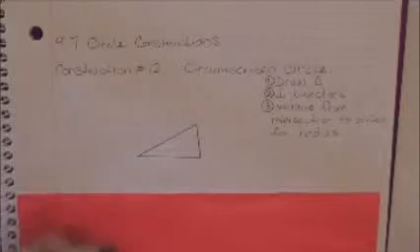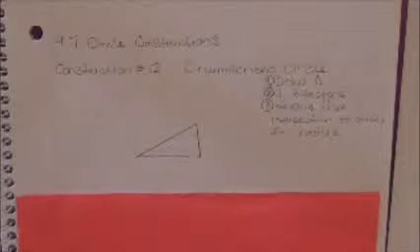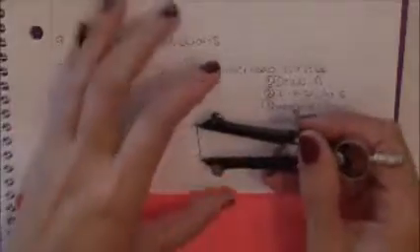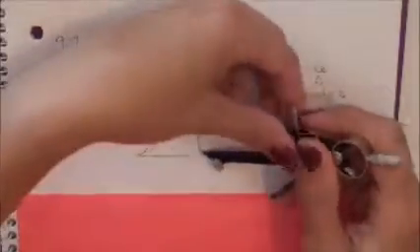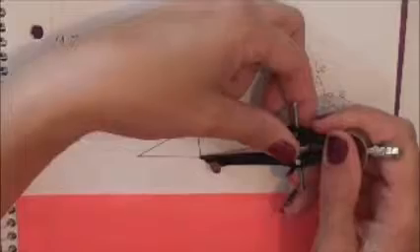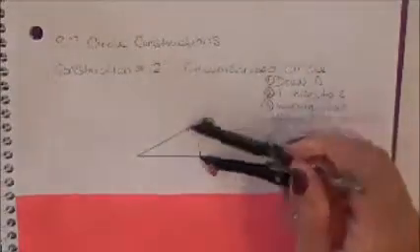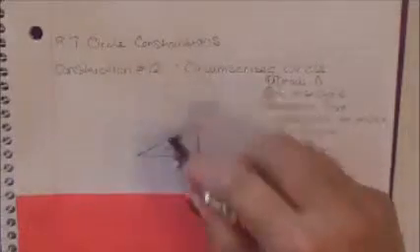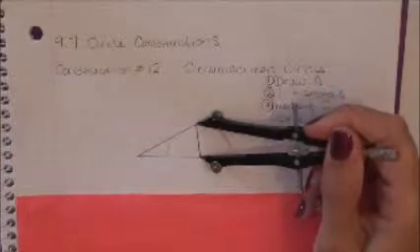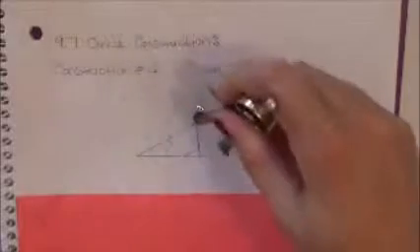So first I need to perform perpendicular bisectors. So I'm going to do this segment first. If you remember, you measure the segment and you pivot above and below, and then you pivot from the other side above and below. Remember to use a sharp compass.